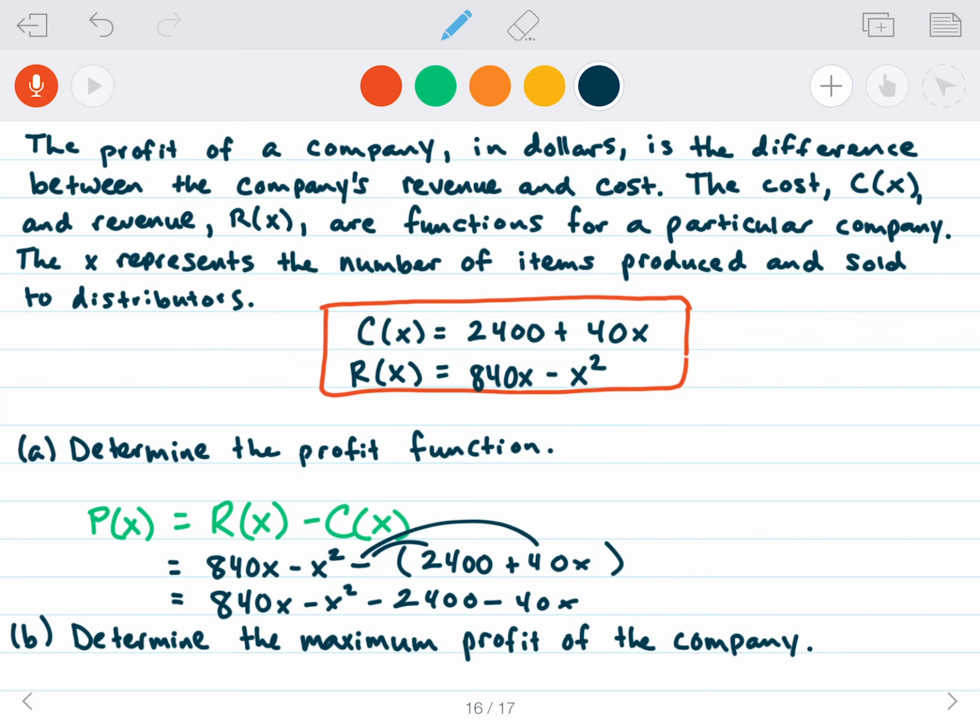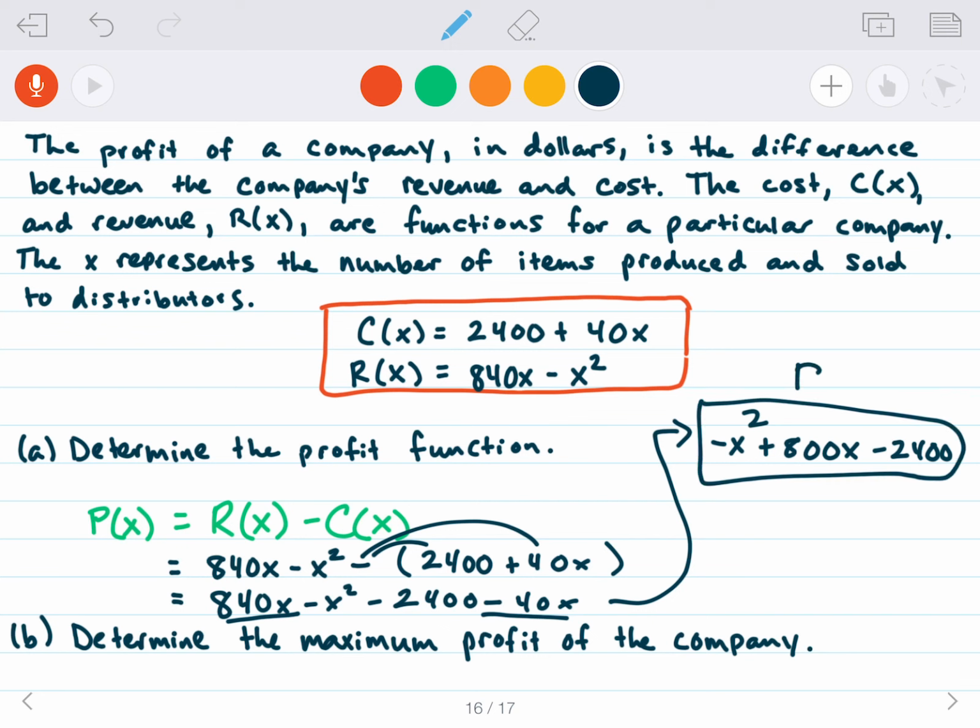And 840x minus 40x is going to give me 800x. So let me write this up here. I have a negative x squared. I always list my highest power first. And then 840 minus 40 is a positive 800x. And then we have a negative 2400. So this is our profit function. This is P of X.